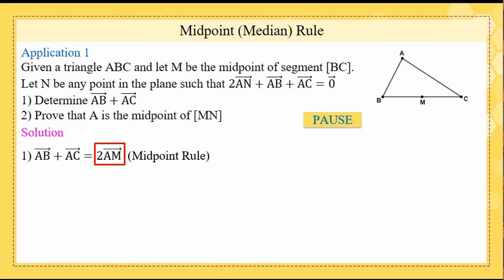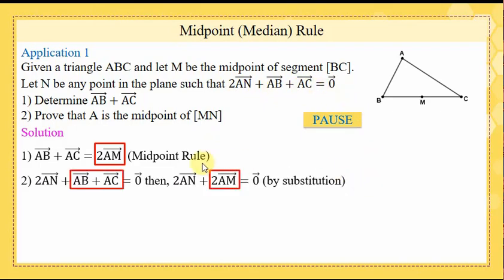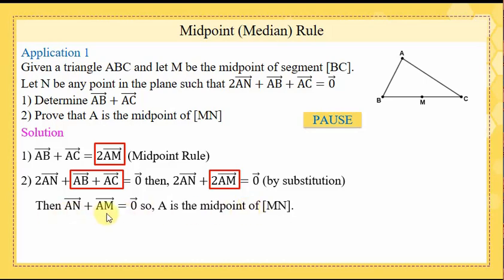Part 2. In part 2, you are asked to prove that A is the midpoint of segment MN. Start with the given: 2AN vector plus AB vector plus AC vector equals 0. We proved in part 1 that AB vector plus AC vector equals 2AM vector. So 2AN vector plus 2AM vector equals 0. Take 2 as a common factor. You will get AN vector plus AM vector equals 0 vector. So A is the midpoint of segment MN.